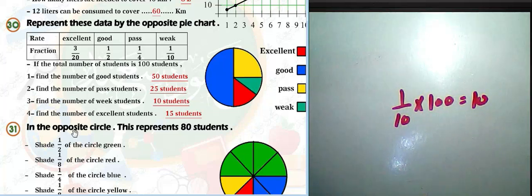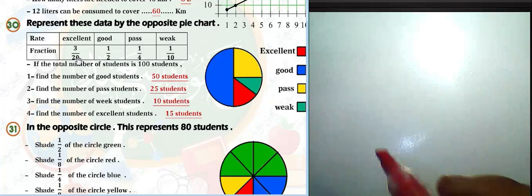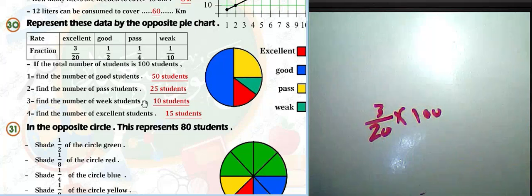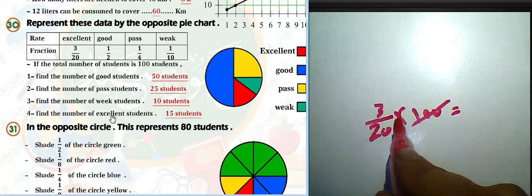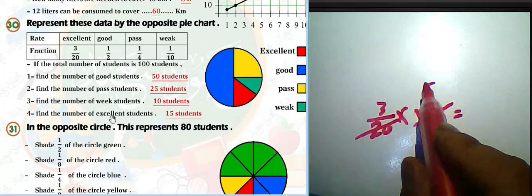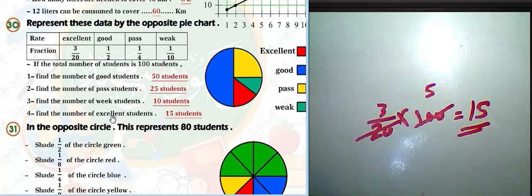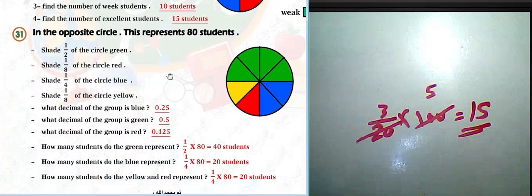Find the number of excellent students. Excellent here. How many excellent? 3 over 20 multiplied by the total number. 3 over 20 multiplied by 100. Okay, we solve this. 3 over 20 multiplied by 100. 100 divided by 20 equals 5. 5 times 3 equals 15. 15 students are excellent. In the opposite circle, this represents 80 students.